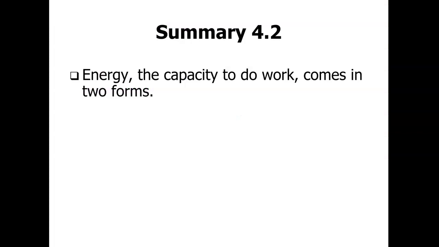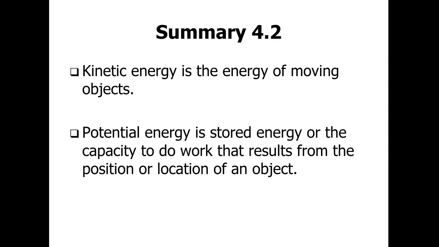So in summary, energy is going to be the capacity to do work, and it comes in two forms. Kinetic energy is going to be the energy of moving objects. Potential energy is stored energy or the capacity to do work that results from the position or location of an object.